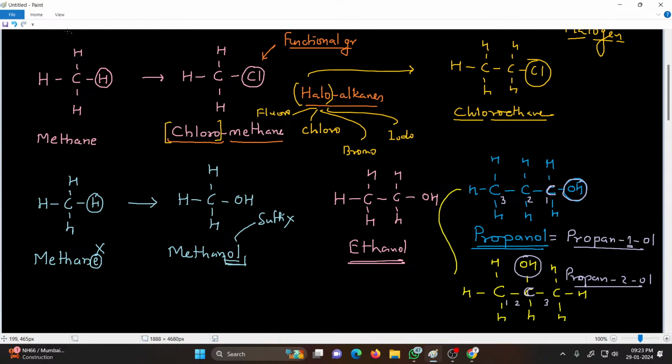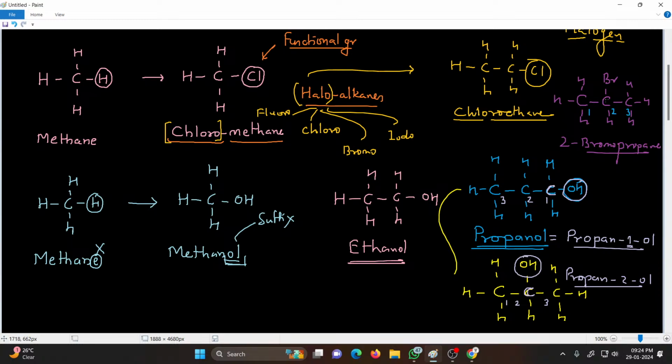Similarly, there can be a halogen functional group also, likewise. That means in a 3 carbon chain, let us say bromine can be attached to the middle carbon as well. So in that case, how will you name it? You will name it as 2-bromopropane, because the functional group is attached to the second carbon in this case. So that can be different like this.